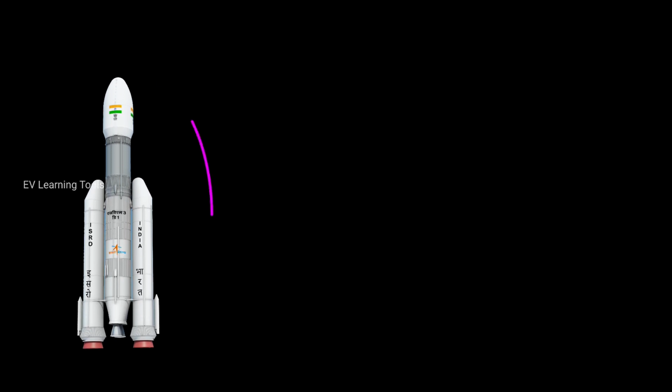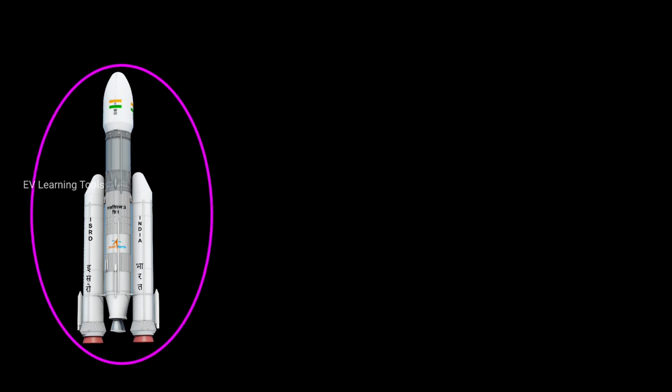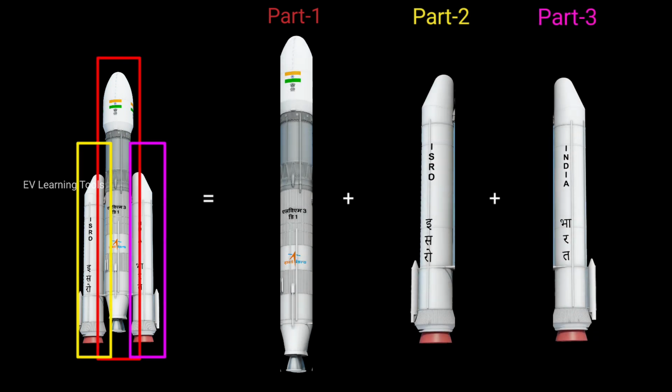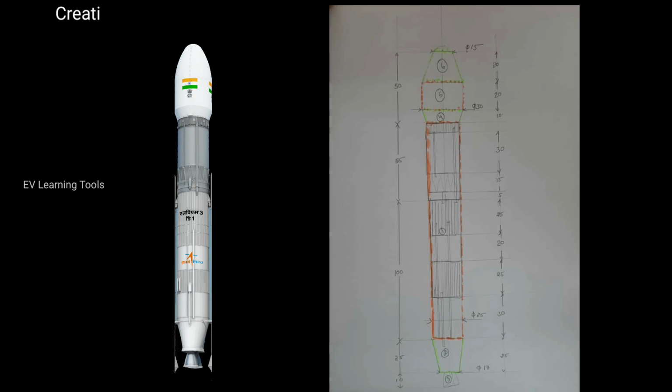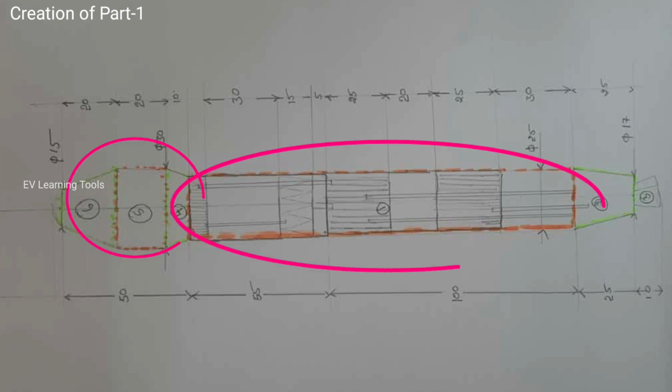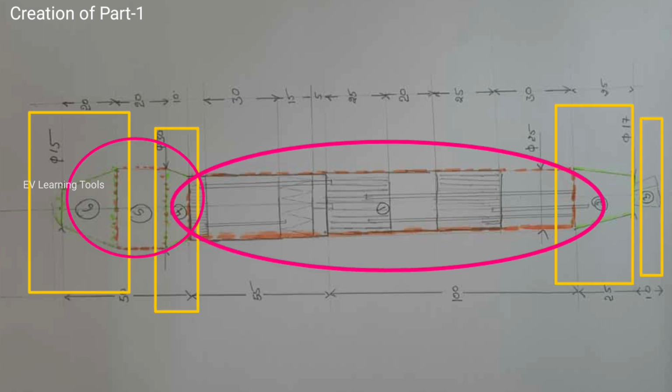Here, we will explain how to create a Chandrayaan 3 model, a Chandrayaan 3 image. As shown here, this can be split into three parts, that is part 1, part 2 and part 3. Here we will explain how to create part number 1 model. Part number 1 is created using 6 subparts, 2 cylindrical and 4 trapezoidal cone shape.